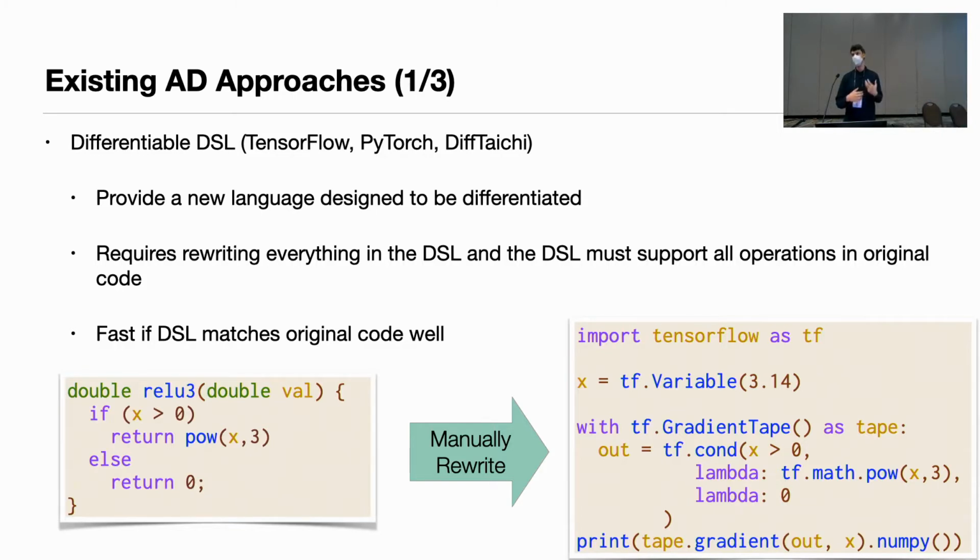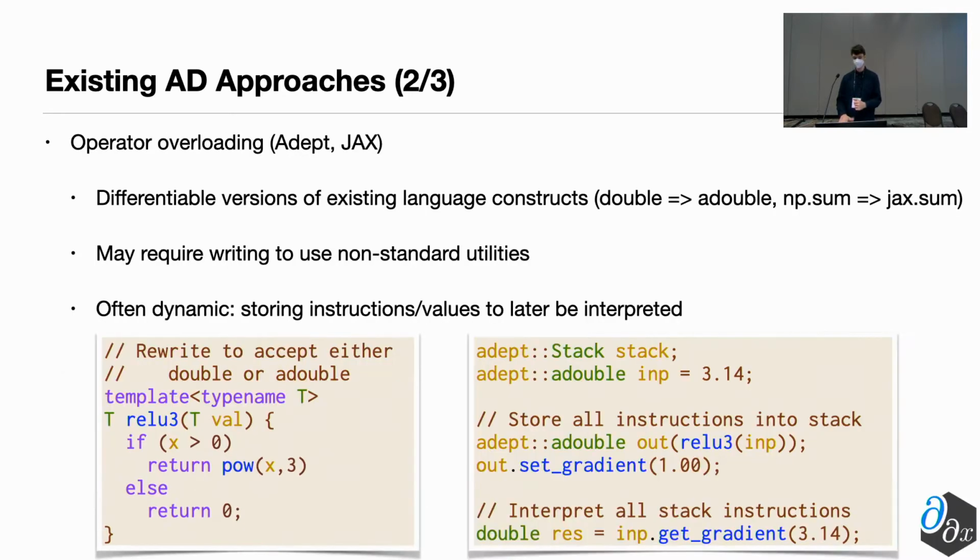Now, this works out really nicely if that DSL supports all the operations that you care about and, moreover, has primitives that closely match exactly what you're doing. But if this isn't the case, it may be quite hard or sometimes even impossible to represent it. The second approach is known as operator overloading. Tools that follow this are, say, either Adept inside of C++ or JAX inside of Python.